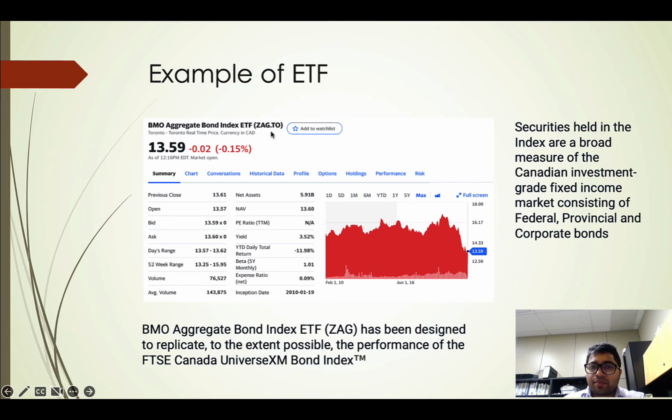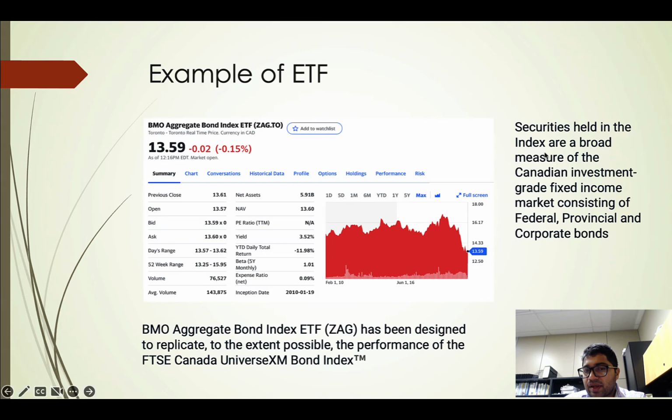This is an example of a bond ETF. It is the BMO Aggregate Bond Index, and the symbol is ZAG.TO. It has an objective of replicating, to the extent possible, the performance of the FTSE Canada Universe Bond Index. So it generally invests in broad Canadian corporate and government bonds.